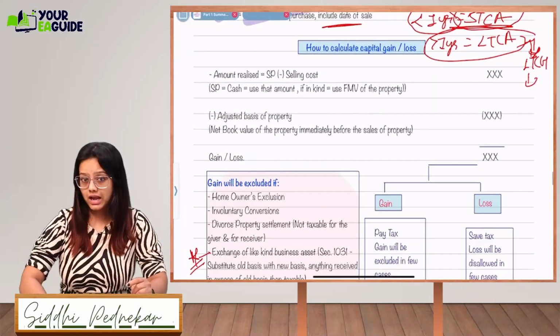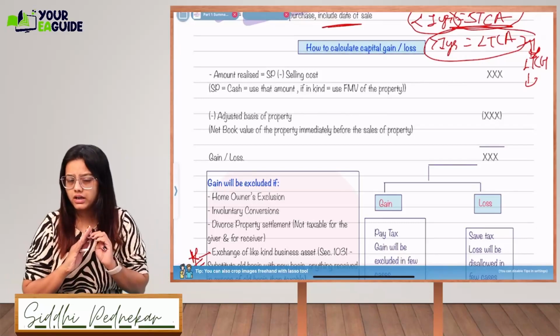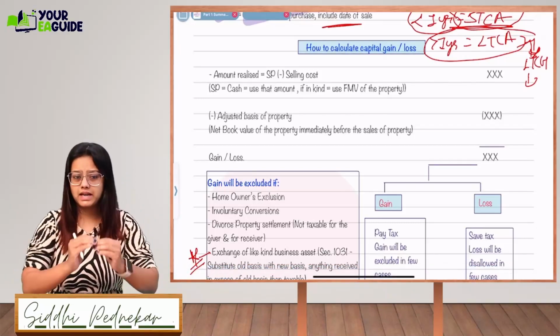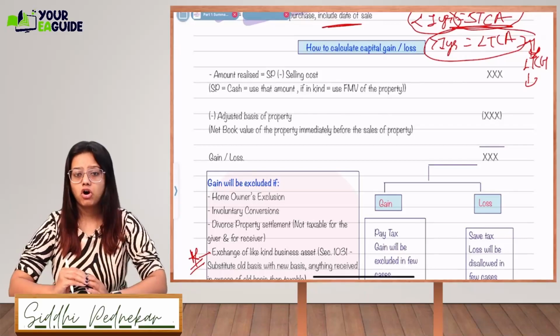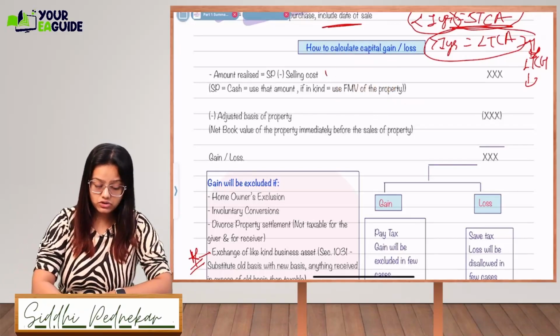Now, how are you going to calculate the gain? It's a simple formula which I can explain in layman's language: simply the selling price minus the cost of the property. What do you mean by selling price? Here the selling price will exclude the selling cost.